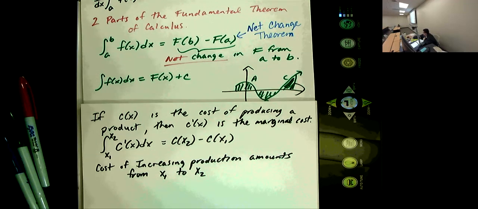So if we made 100 and we go, how much would it cost us to make 150? It's just like, what's the cost of producing that extra 50?